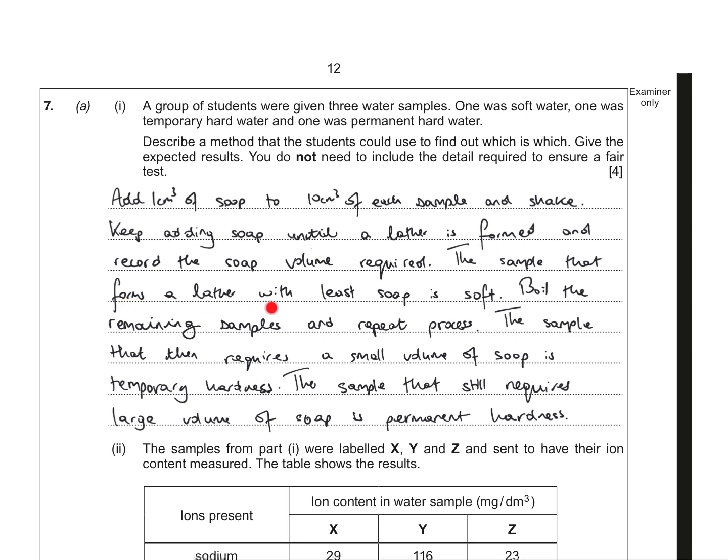The sample that forms a lather with the least soap is soft. So that means I've got 2 hard ones left over. So I'm now going to boil the remaining ones and repeat. The sample that is then soft or requires a small volume of soap is temporarily hard because I've softened it with boiling. And the sample that still requires a large volume of soap is permanently hard.